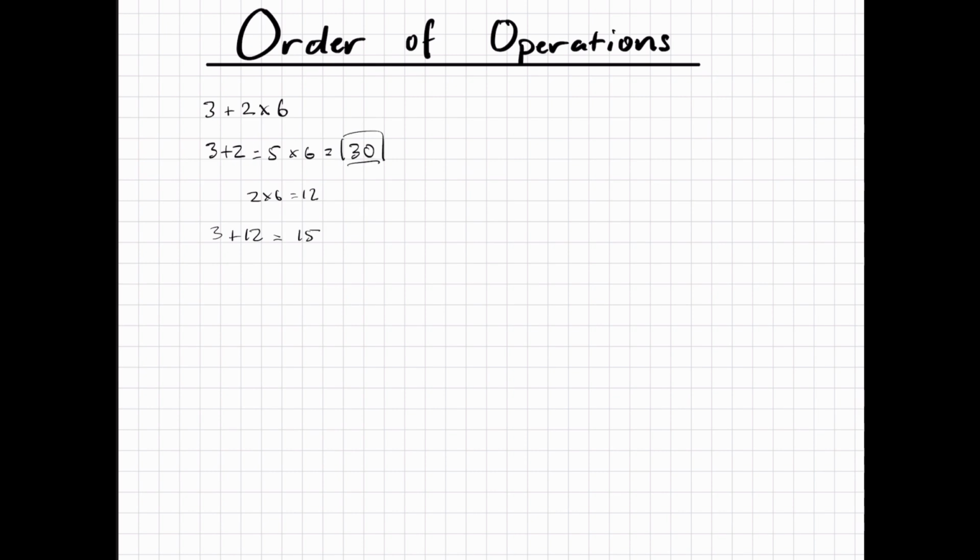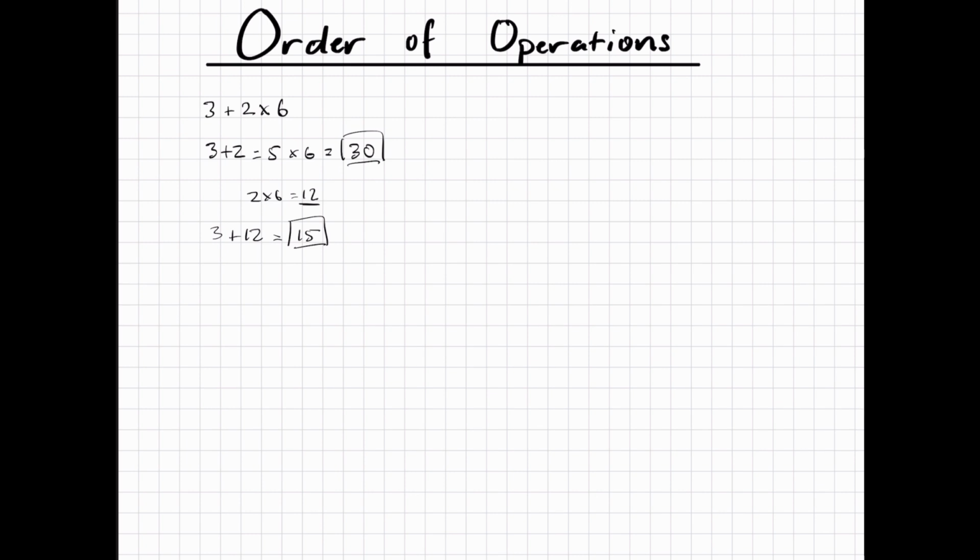That's two different answers, but neither student did the math wrong. They got the numbers correct. 2 times 6 is 12, and 3 plus 2 is 5. 5 times 6 is 30. All of those things were correct. So who did it right, and which order is correct?